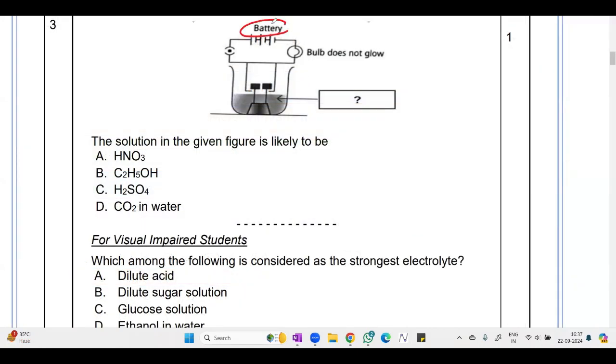In question number 3, I can see an electrolyte is present here, and the bulb does not glow in this case. It is connected with a battery. And the question here is, the solution in the given figure is likely to be what? You know that acids, when dissolved in water, conduct electricity because they release an ion called the hydronium ion, or H+(aq) or H3O+. So these ions are responsible for conduction of electricity.